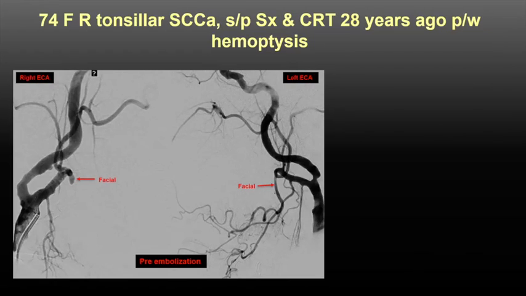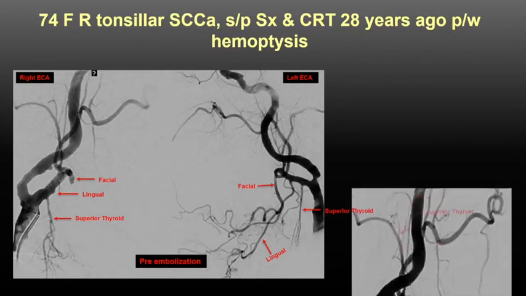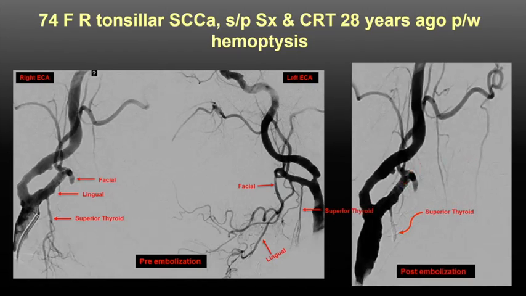As you can see, the right facial and right lingual arteries were occluded at the time of this DSA compared to the normal contralateral left side. The right superior thyroidal artery had irregularity, which was thought to be the source of the hemorrhage. As you can see on the post-embolization images, the right superior thyroidal artery was occluded with coils.